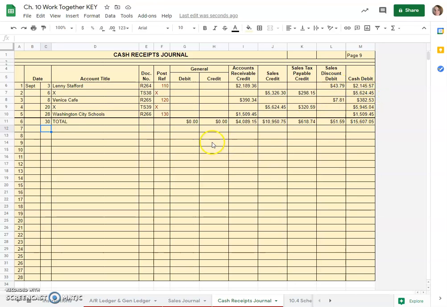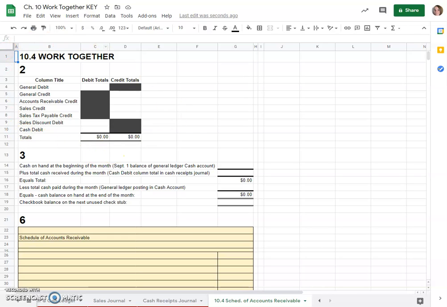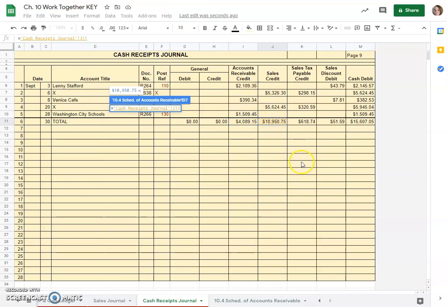Okay, so now we need to make sure that our debits equal our credits. Our general debit, we'll go back to our cash receipts journal, and that was 0. And then I can do equals, click on the journal I want to go to for general credit, enter, and it pulls that number from a different sheet, which works good. Accounts receivable credit equals this number, enter. Sales credit equals, cash receipts journal, this number.